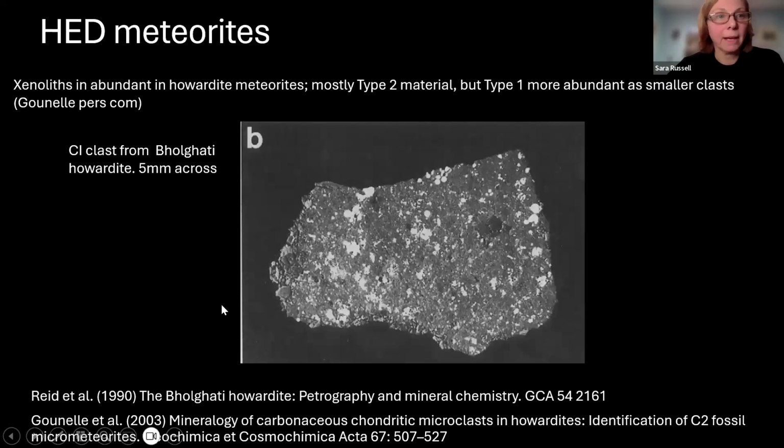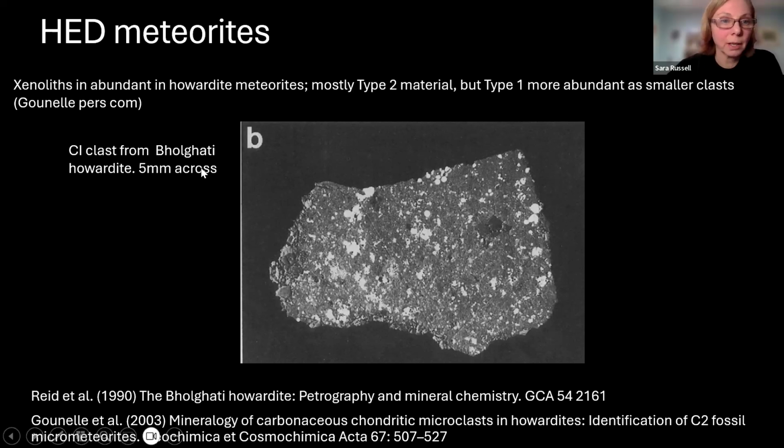Okay. HED meteorites. Actually most xenoliths, although howardite meteorites, which are a type of bestoid meteorite, have abundant xenoliths, but they're usually type 2 material. They can be CM2 or CR2. But they also do contain type 1 material, which might be more abundant as smaller clasts that maybe don't get described so often. And here's a rather larger example.